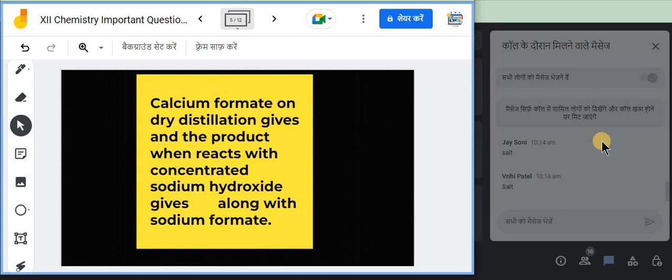Salt. Which salt? If I take formic acid and calcium oxide, what type of salt will I get? If I add calcium oxide with formic acid, which type of salt will I get? What would be the name, and what would be the formula? If anyone can answer on the microphone, that would be great. Calcium oxide plus formic acid. I'm waiting for your response.